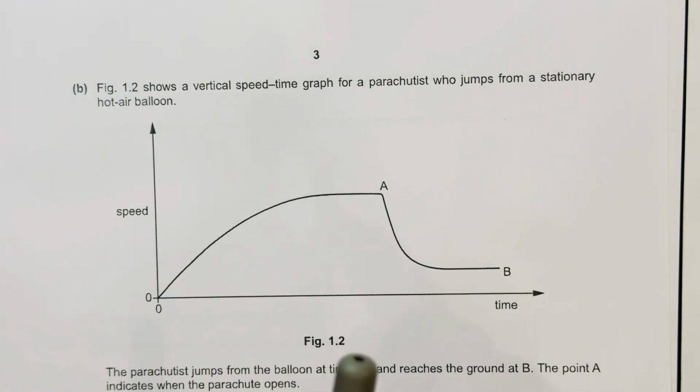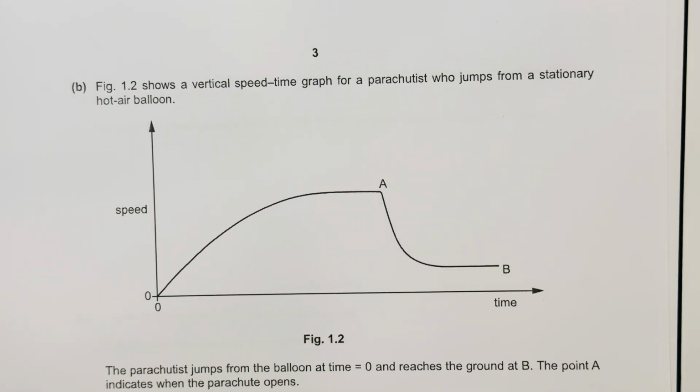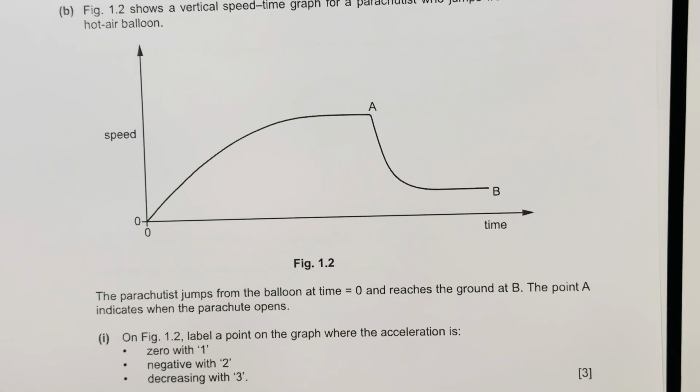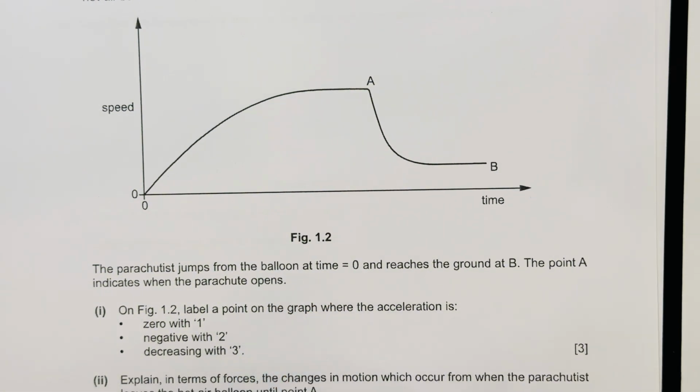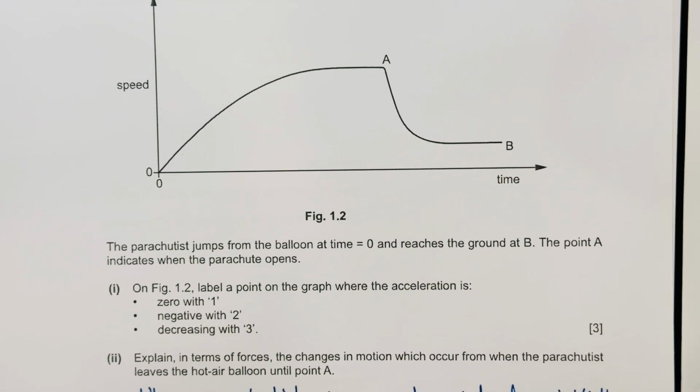a vertical speed-time graph for a parachutist who jumped from a stationary hot air balloon. We can see that when the parachutist jumps, the initial speed is 0, and the object starts from point A, its speed increases, so the object is accelerating at this point. Okay, other information is also given. The parachutist jumps from the balloon at time t equal to 0 and reaches the ground at B. The point A indicates when the parachute opens. So the parachute is opened at point A.